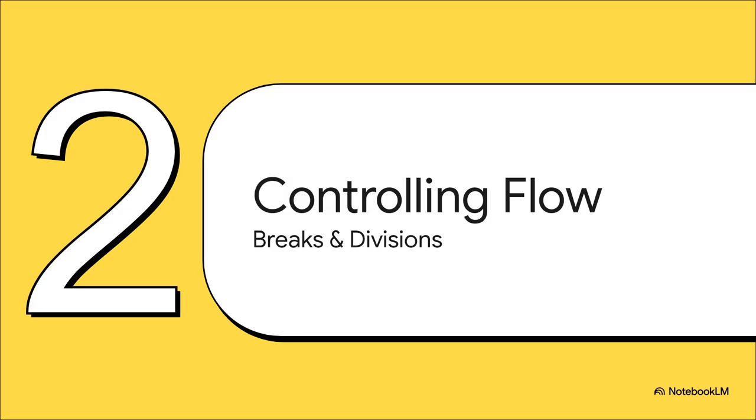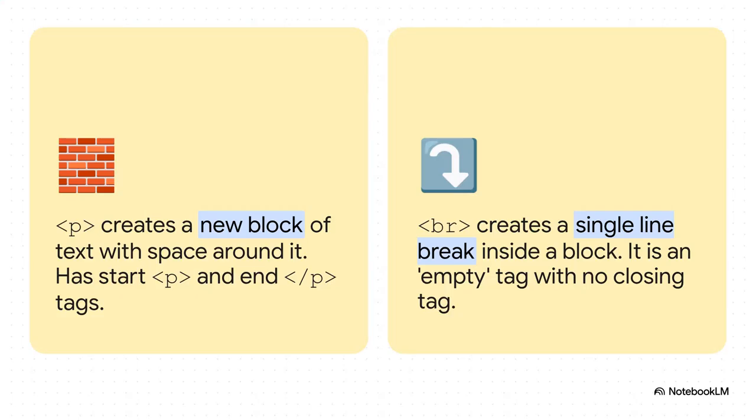Section 2, controlling space and flow. So now that we have some content on the page, let's look at how we can manage the spacing and create some divisions. Now, this is a really, really important distinction to get. A P tag creates a whole new paragraph with that space above and below it.